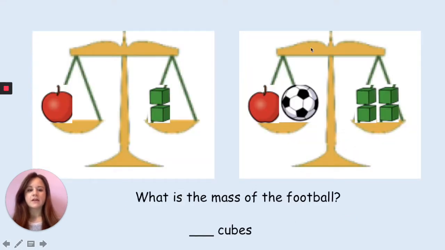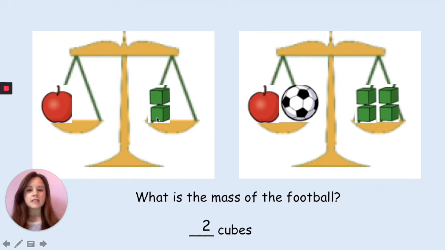Now here we have another balance scale with an apple and a football and 4 cubes. What is the mass of the football? Pause the video to try to work this out. The answer is 2 cubes.